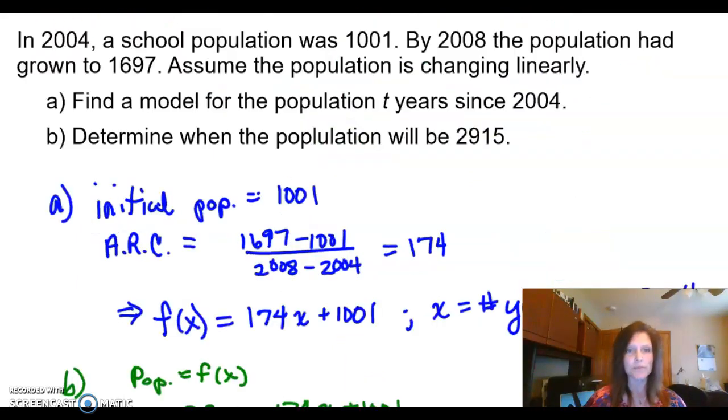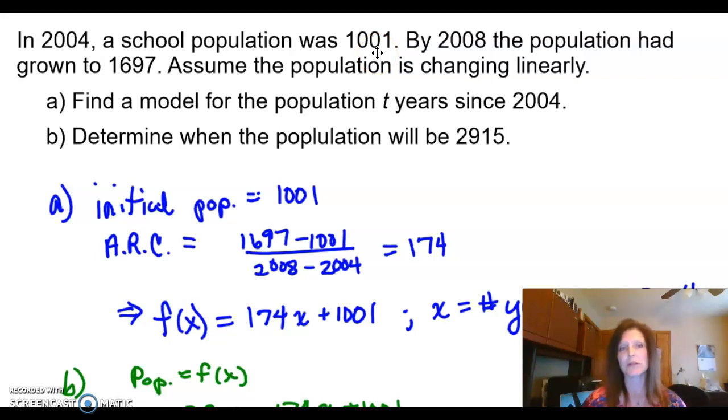Take a look at another one. We have a school population of 1,001 in 2004, but it's growing, and by 2008, it had grown to 1,697. We're going to assume linear growth in this problem. Okay, so how would we find the model? Well, we know what the initial value was. The time 0, or the y-intercept value, is 1,001.